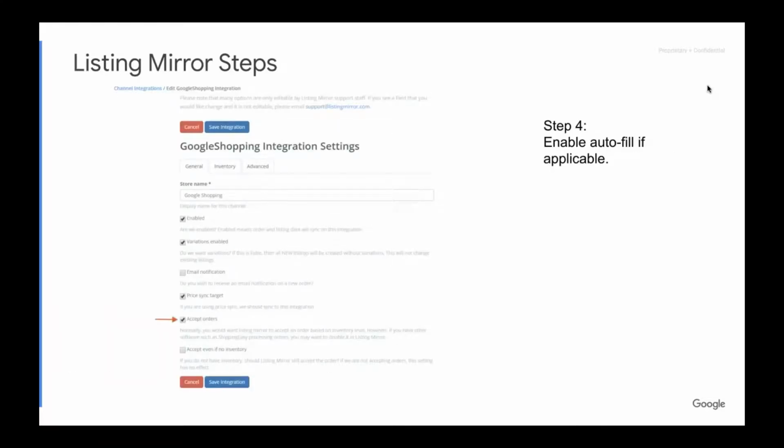And then if you are someone who is using a third-party service for your order fulfillment, you do want to make sure that you go into your account, and I realize now I have an arrow on accept orders, so that basically is just allowing Listing Mirror to accept an order for you so that it can be filled. So it's just kind of a check.